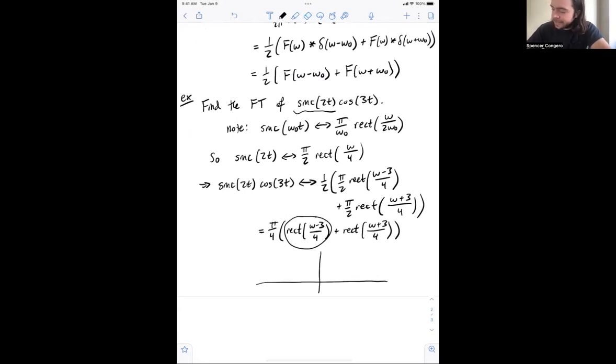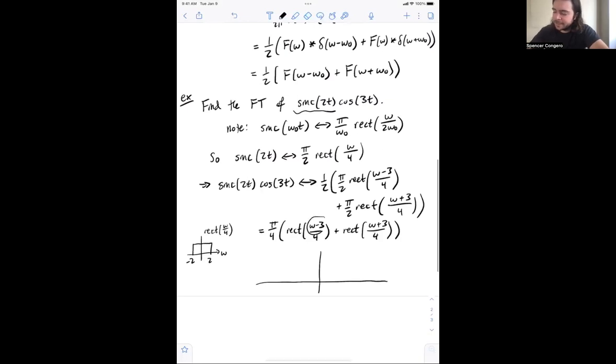So rect of (omega minus 3) over 4, that's just a rect of omega over 4 shifted to the right by 3. Maybe I'll just draw what rect of omega over 4 is real quick. Remember, the rect function looks like this, and the two sides come down at whatever omega values I need to make the argument plus or minus 1/2. That was our definition of the rect function. So clearly here it's negative 2 to 2.